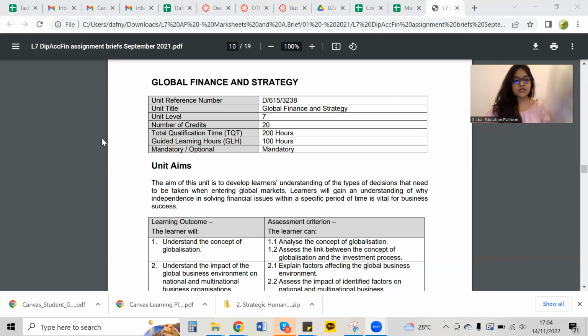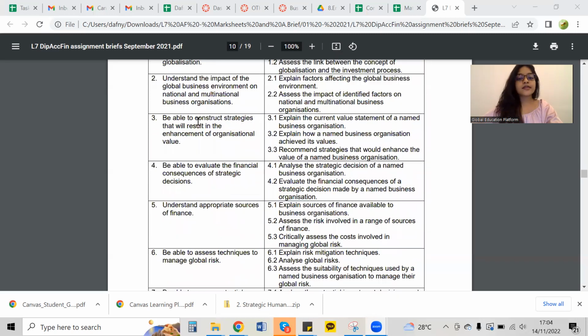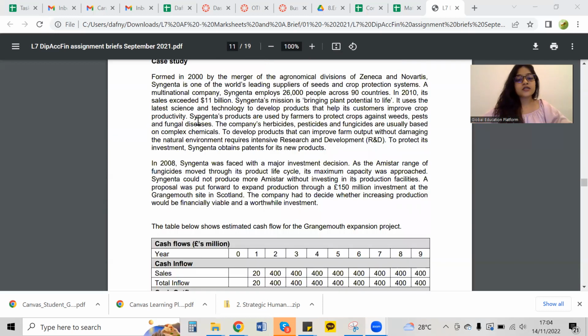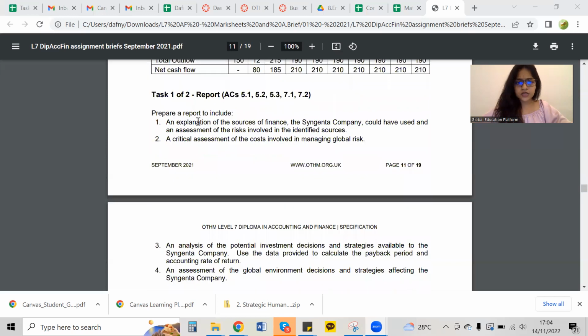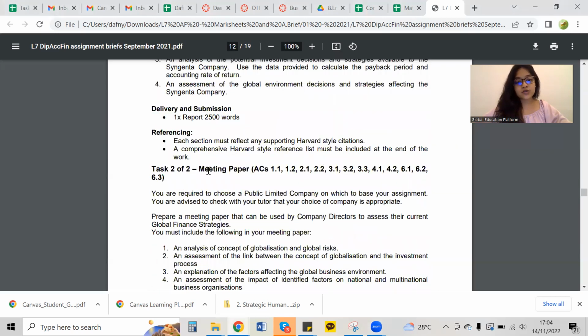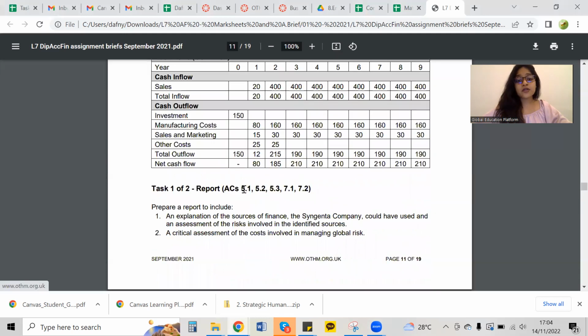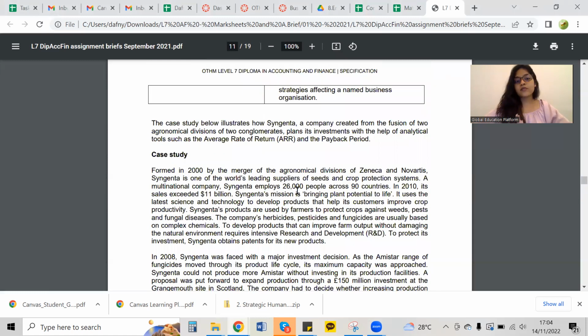Okay, so this is the assignment brief document, and here we have covered all these learning outcomes and the assessment criteria. So this is how your brief would start. It's about a case study. There will be two tasks. Task one is a report, and task two is a meeting paper. All the relevant assessment criteria related to the particular task are mentioned. So we will be covering those two elements today. Okay, so that is about today's session.